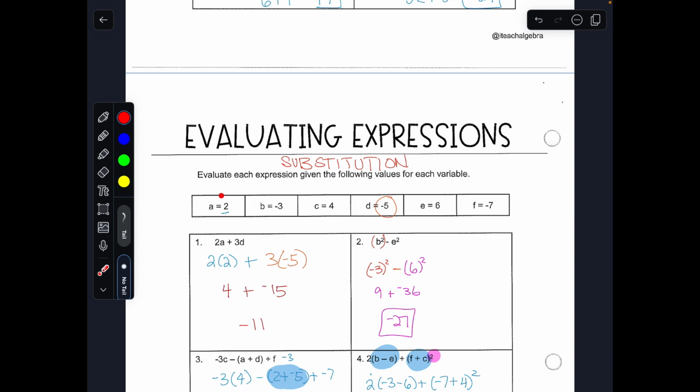So it tells us what these variables represent in these scenarios, and we substitute that value in. When we substitute in, it substitutes for the whole value. So this is 2 times A, and A is 2, so it's 4. And this is 3 times -5, so it's -15. Then we combine our like terms with PEMDAS, and we get -11.